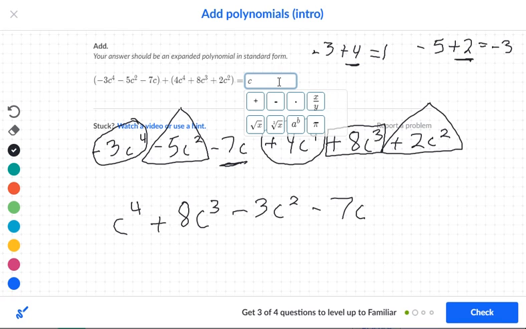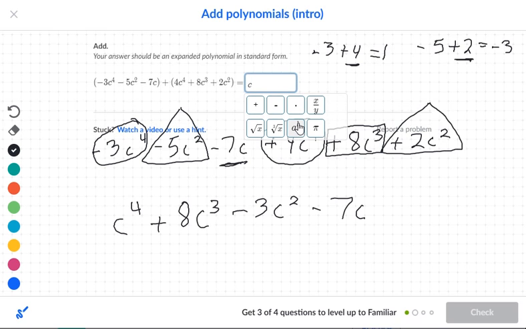So I'm going to press in C. I'm going to press the AB key. That allows me to put down the exponent. That's a 4. Now press your space bar on the computer. It brings the cursor down. So now I'm going to press plus, I'm going to press 8, and then I'm going to go C and press the AB key, and that gives me 3. Okay, now press the space bar.